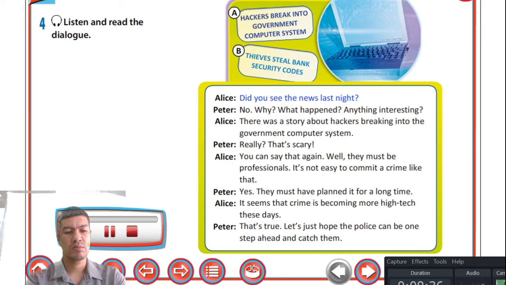Did you see the news last night? No, why? What happened? Anything interesting? There was a story about hackers breaking into the government computer system. Really? That's scary. You can say that again. Well, they must be professionals. It's not easy to commit a crime like that. Yes, they must have planned it for a long time. It seems that crime is becoming more high-tech these days. That's true. Let's just hope the police can be one step ahead and catch them.